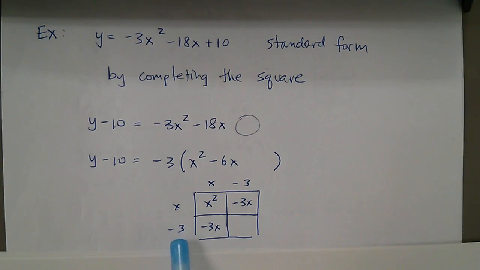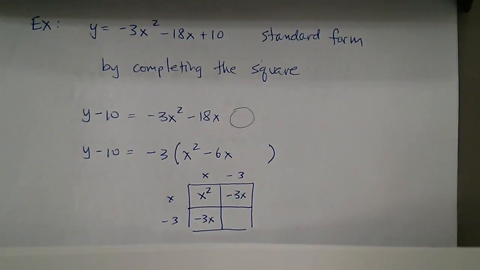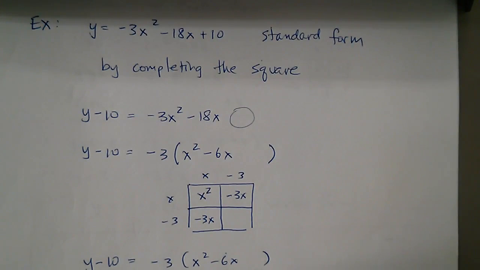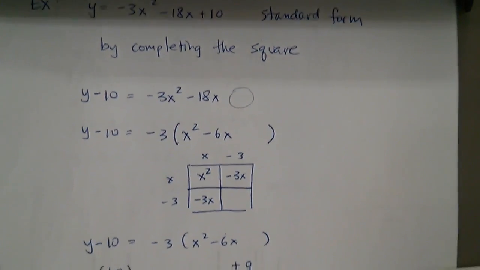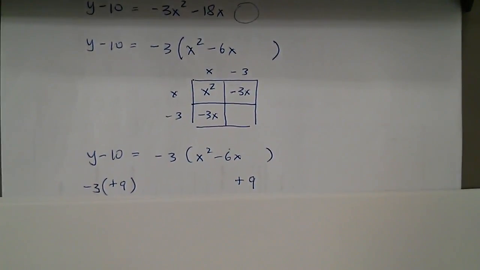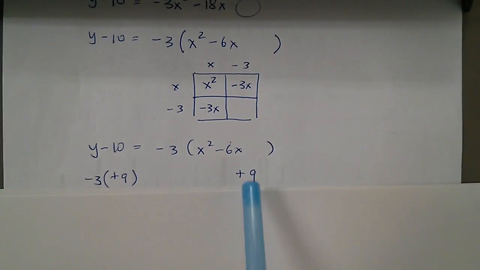So then, in order to see what goes into the missing corner here, we'll take negative 3 times negative 3 and see that 9 is the number that will complete the square for us. So we're going to add 9 inside the parentheses here, and when we do that, it's going to change the equation, so we have to add something to the left-hand side.